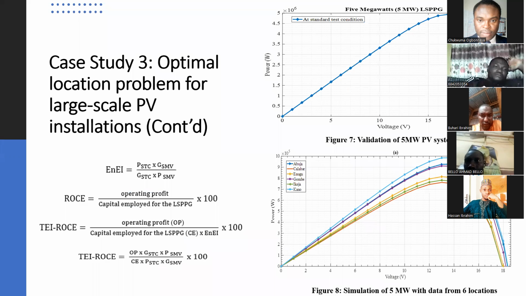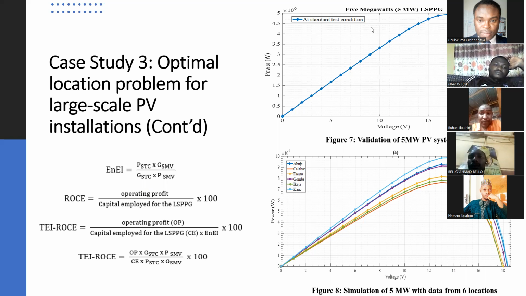So this is what we found. We found that the ranking is as follows. These are the locations used. We used Abuja, Calabar, Enugu, Gombe, Ikeja, and Kano. And I want to tell you that the data used for this study was 2 years, that's 731 days, approximately.